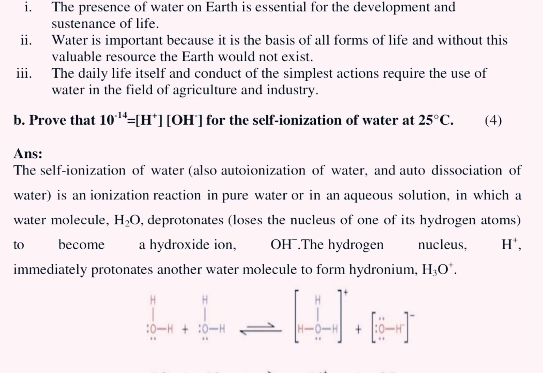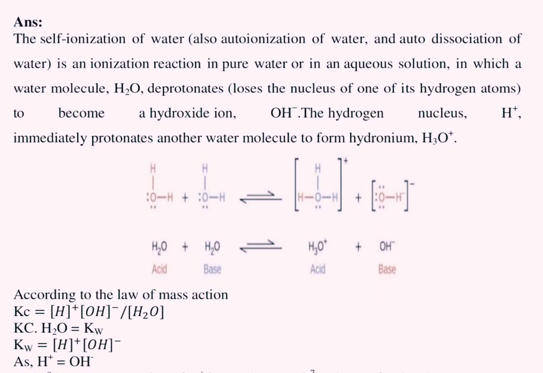Then the next question is: prove that the concentration of hydrogen and hydroxide ion is equal to 10 to the minus 14 for the self ionization of water. So self ionization of water, auto ionization, is that one water molecule picks the hydrogen from the other and it converts into hydronium ion, the other one is OH minus.